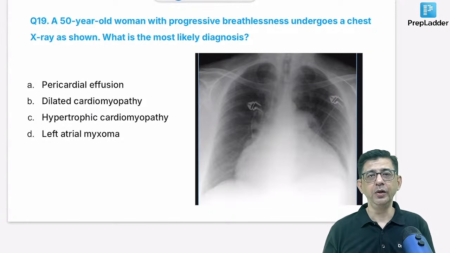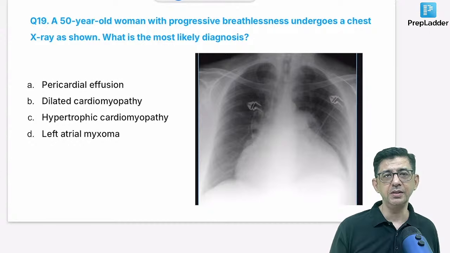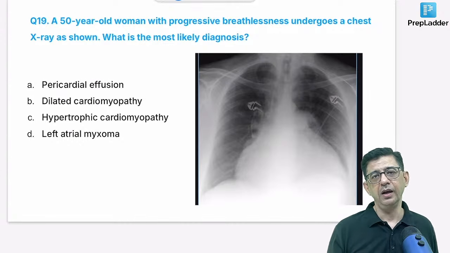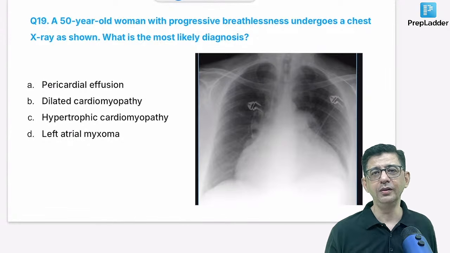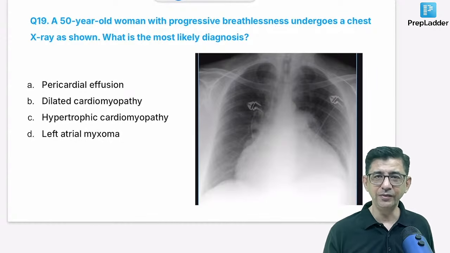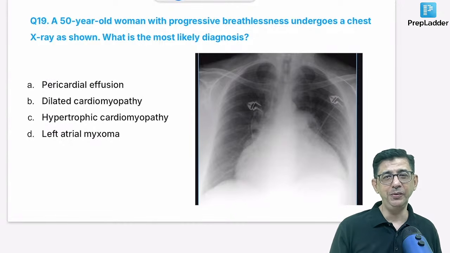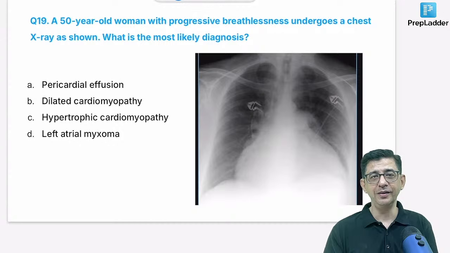Okay guys, so we are coming to the penultimate question here. A 50-year-old woman is having breathlessness and she underwent an X-ray. If I say anything more, the diagnosis will become much clearer. So yes, I am so tempted to talk about ECG findings for this one. I'm so tempted to talk about the hemodynamic collapse that can occur in this case.